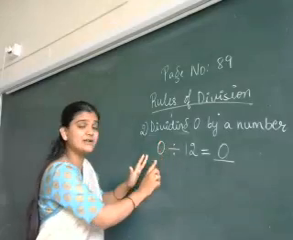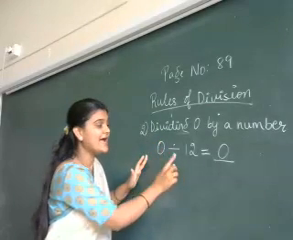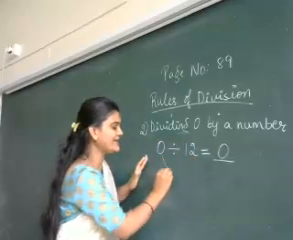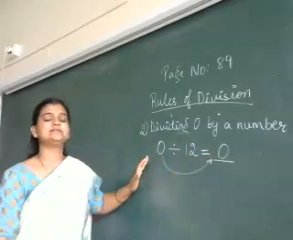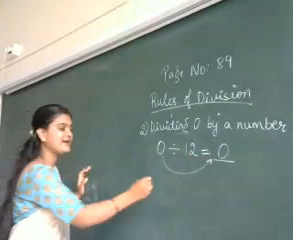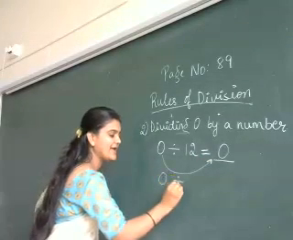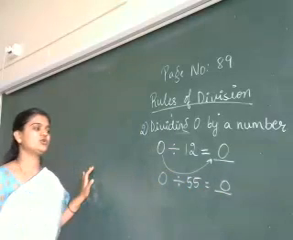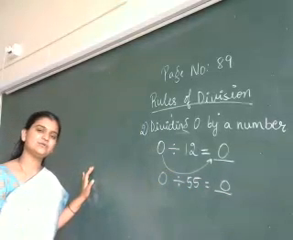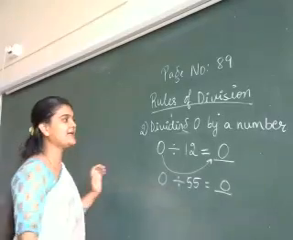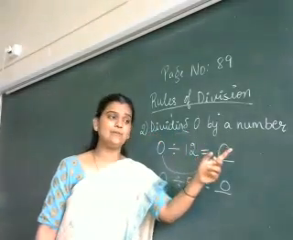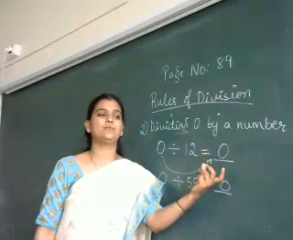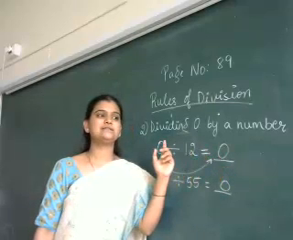So you don't have anything to divide, but the divisor is available. So the answer will be 0 only. Divide 0 by any number, the answer will be 0 only. Is it clear to everyone? The second rule says that when you divide 0 by any number, the answer, that is the quotient, will be 0. Okay? The second rule, is it clear to everyone?